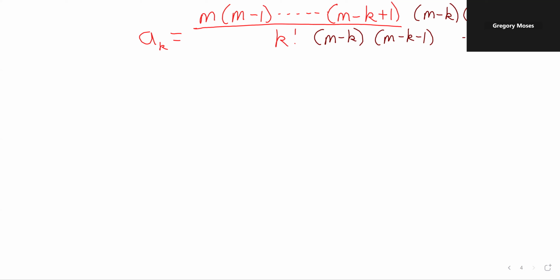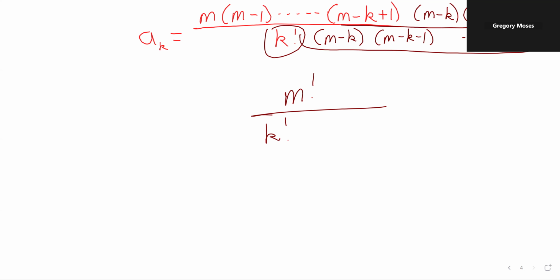And now in the top, we have m factorial. So we start at m and we count all the way down to 1. In the bottom, we have this k factorial, and then we have all of these terms, m minus k factorial. So there's the binomial coefficient. There's m choose k.